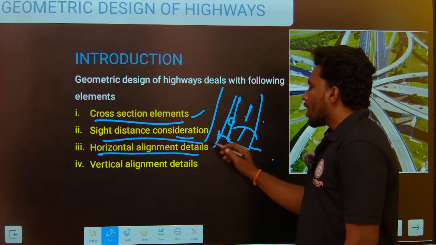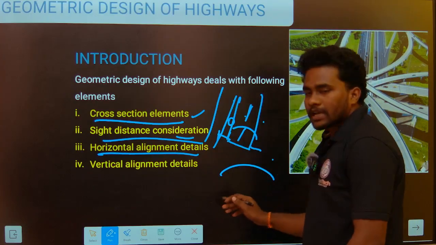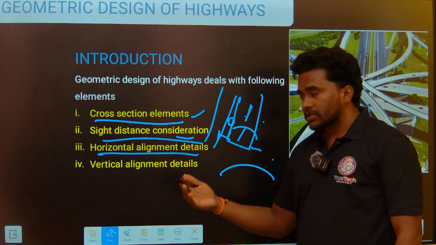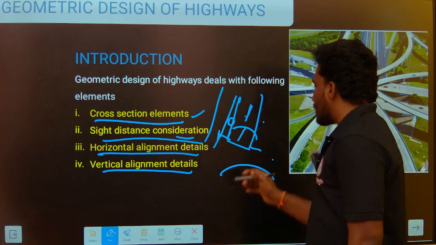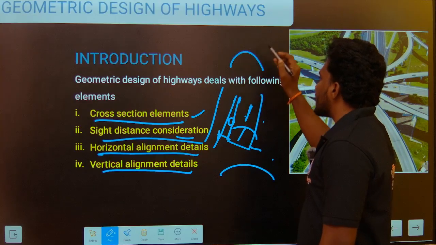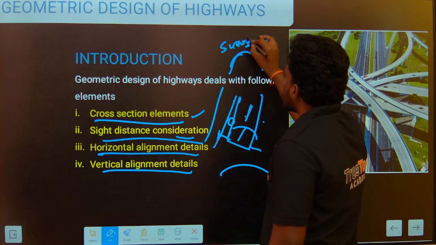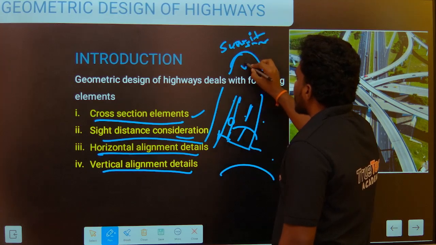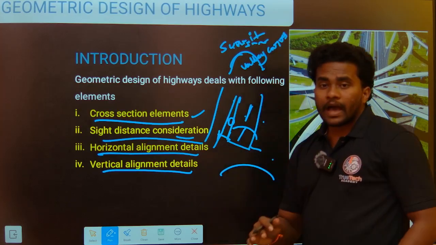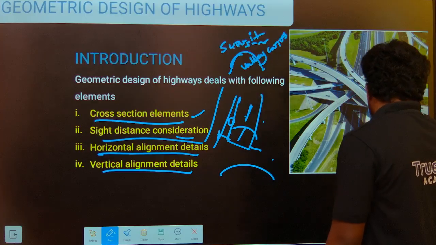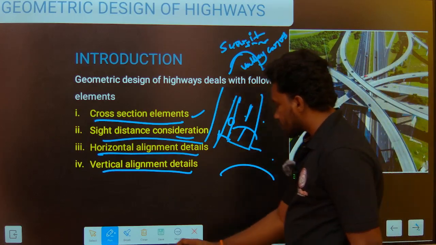Another one is the horizontal alignment details. Horizontal alignment is nothing but the horizontal curve. In that we discuss the super elevation and design of curves. And another one is the vertical alignment details, where we deal with the design of vertical curves, that is the summit curves and the valley curves. We also deal with the IRC considerations. Let's discuss the factors affecting this.